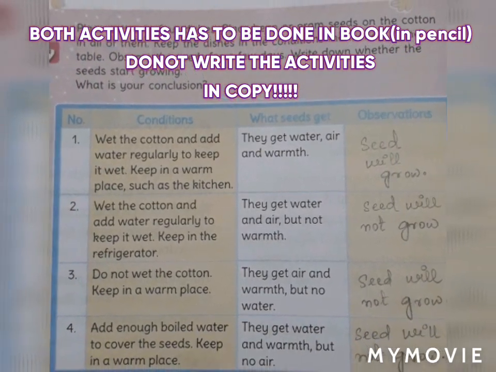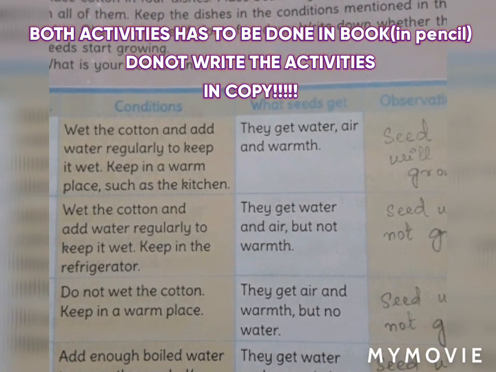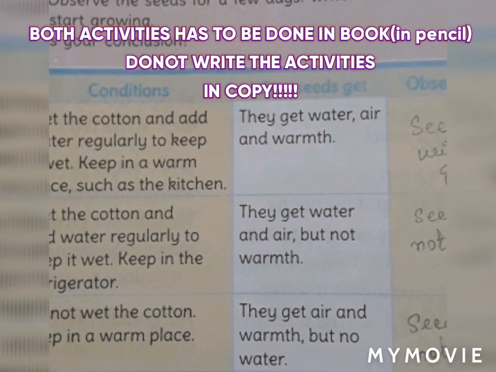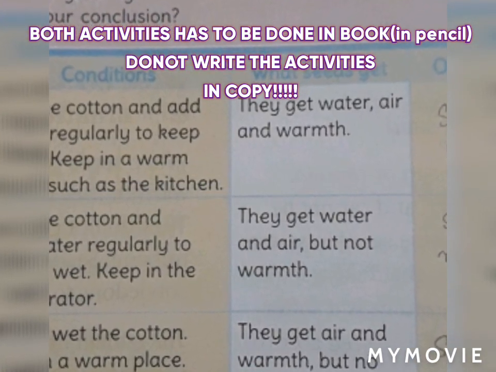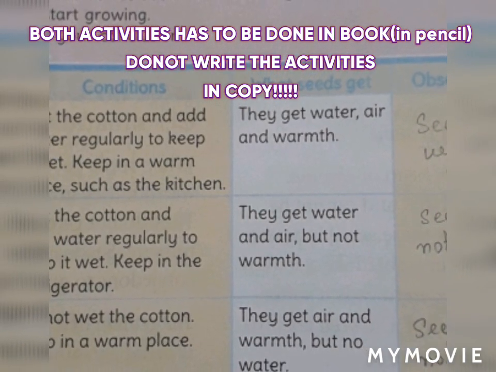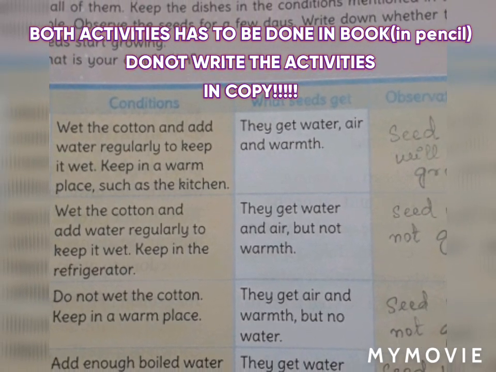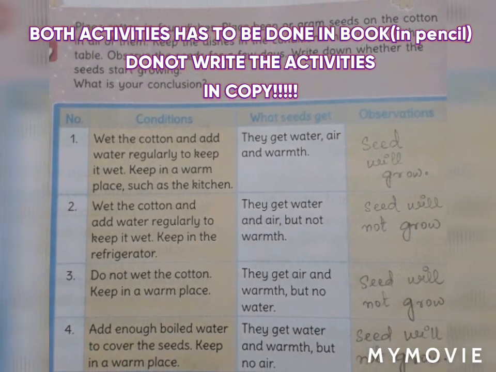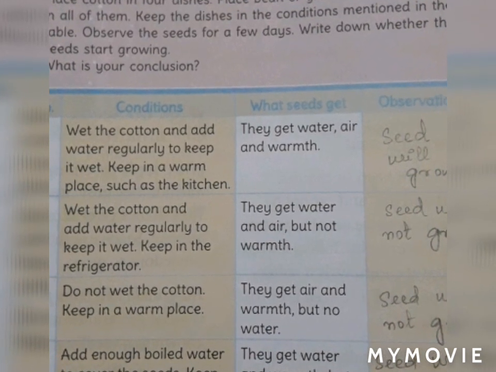What is your conclusion? In the first condition, the seed got water, air and warmth. So the observation is the seed will grow. Next, the seed got water and air but not warmth, so the seed will not grow. In the third condition, the seed got air and warmth but no water, so the seed will not grow. And in the last one, the seed got water and warmth but no air. Again the seed will not grow. As you know, a seed needs air, water and warmth. All 3 conditions are necessary for a seed to grow.